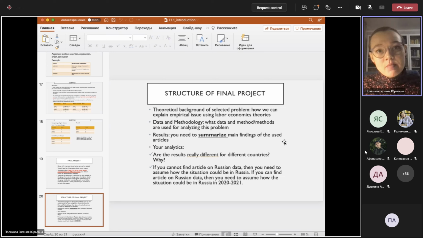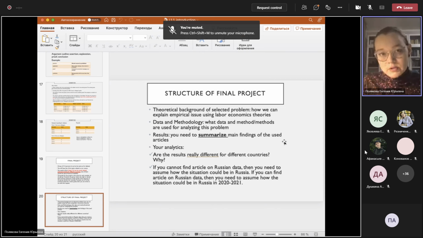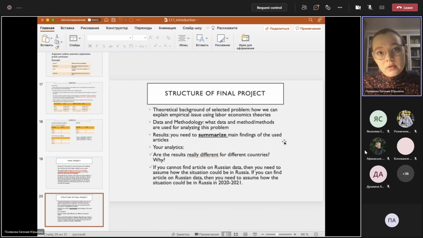A bit later, I will provide an example of this so-called meta-analysis article. I will provide an example of how you can present the results of different articles in a nice way. Usually it's comparison tables, where you put all the main results, because it's more structured. Don't worry, I will provide an example of how this type of article may look.